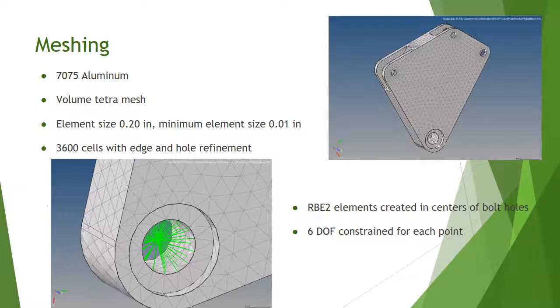RBE2, rigid body element 2 nodes, are created in the centers of each hole to be able to transfer point load into a distributed load along the face of the bolted connections. Each of these points is constrained to 6 degrees of freedom. The center point is infinitely stiff.